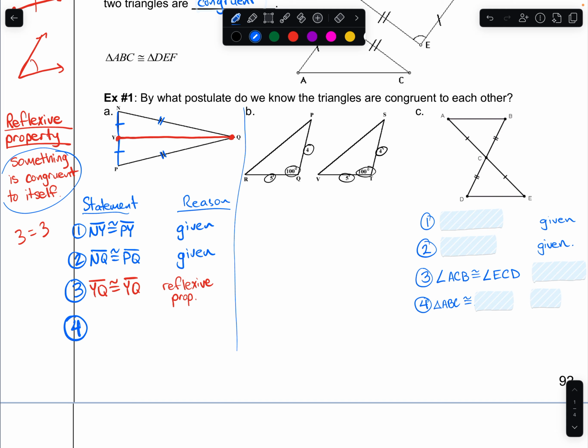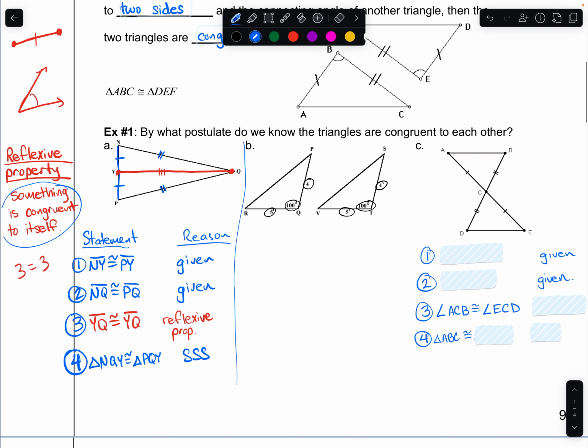And then now, I could mark this with 3 tick marks if I want to. Do you see how we have 2 triangles and all 3 sides of the first triangle are congruent to each of the 3 sides of the second triangle? So that's enough to say that the triangles are congruent. We're going to say that triangle NQY is congruent to triangle PQY. And that's because of the side side side congruence postulate. You can just say SSS as your reason. All right, let's try the next one.